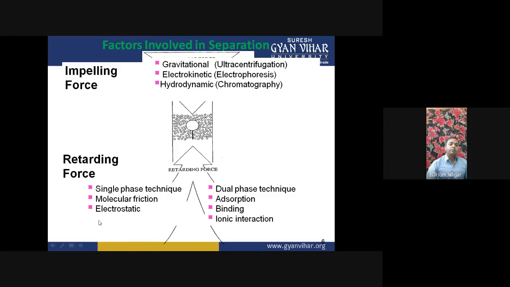Due to the friction of the components with the mobile or stationary phase, there is molecular friction, and due to this molecular friction there is retardation of the molecule. If there is friction between molecules of the mobile phase and the component, then the velocity of the component will slow down.